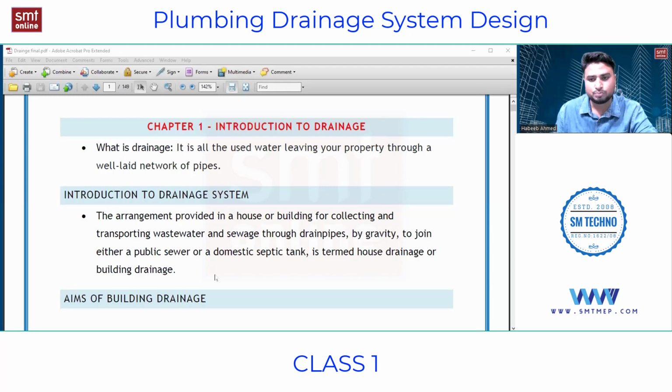Or else, if there is no public sewer, the authority will recommend that you have a domestic septic tank for dumping all the sewage of your project. This system is called the house drainage or building drainage system. So this is a building drainage system, or simply a drainage system.